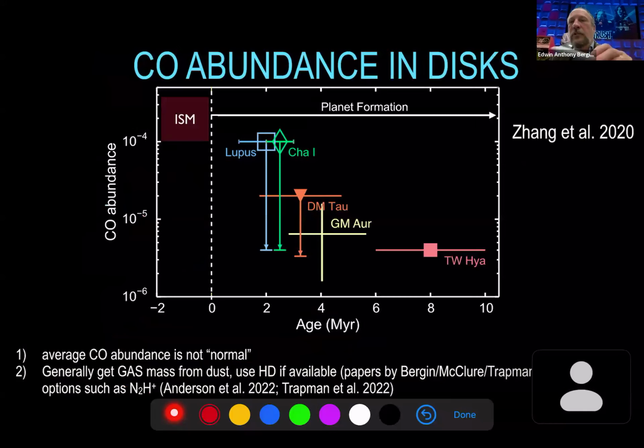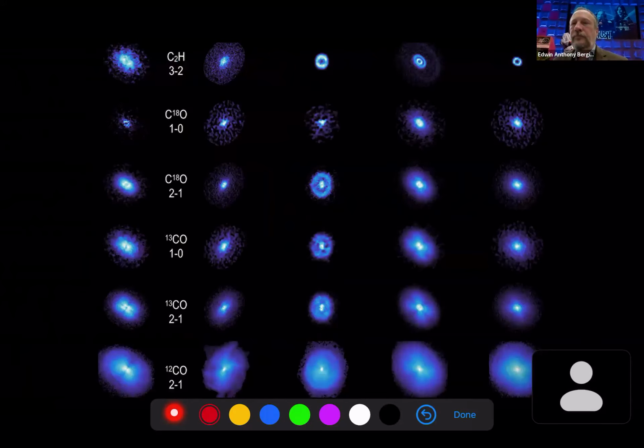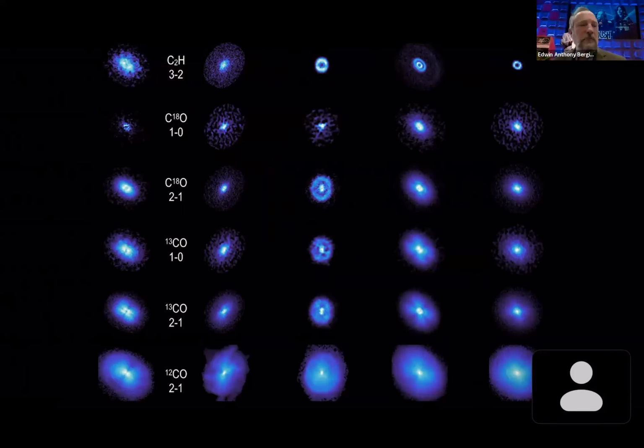Not easily done, but this is a plot showing the abundance of CO that we estimate versus age. And you can see that there's some evolution, and we do not entirely understand what that evolution is and what is causing that. And I think I'm coming down to the end.